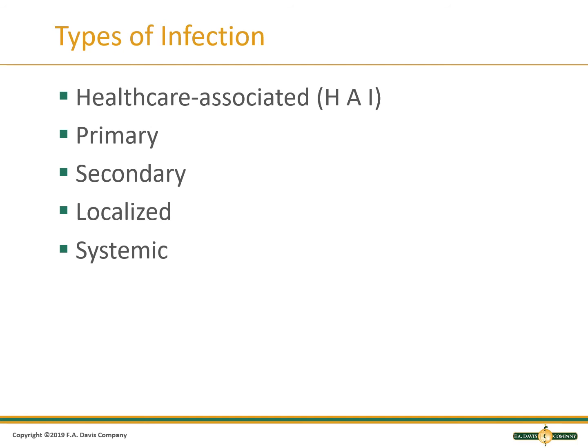So, primary infections are initial infections caused by one pathogen only. Secondary infections are caused by a second, different pathogen. Localized is located in one area of the body, for example, in the lungs. And then systemic is spreading throughout the bloodstream, so it's affecting all the systems. Okay?